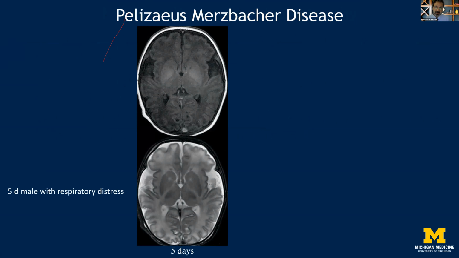So Pelizaeus-Merzbacher disease is the prototype hypomyelinating leukodystrophy. Here's a child who has respiratory distress. You can see, on the T1 and T2 weighted images, the myelination milestones are normal. This is what we expected around 5 days of age. There's a wisp of dark signal of the posterior limbs of the internal capsule. There is myelination of the anterolateral aspect of the thalami and the globi pallidi. On the T1 weighted images, we see normal myelin in the basal ganglia and thalamus and the posterior limbs of the internal capsule.